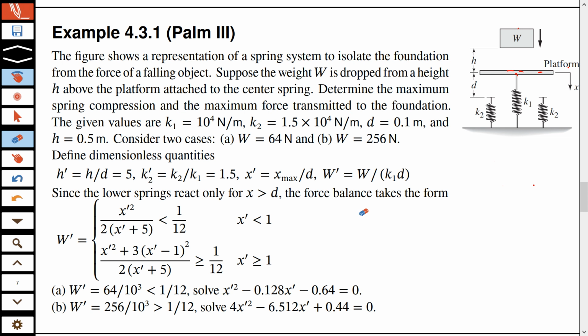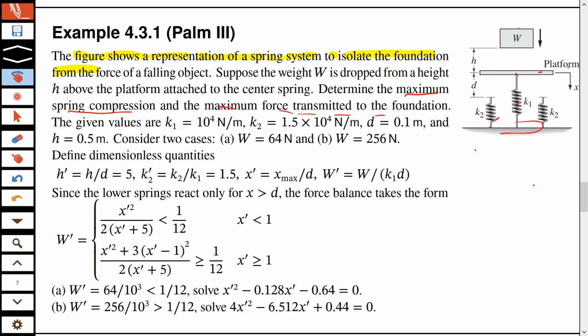Let us see what is required in this question. The figure shows a representation of a spring system to isolate a foundation. This is the foundation. इस फाउंडेशन को इस वेट से बचाने के लिए ये 3 स्प्रिंग्स लगाए गए हैं, ठीक है. Suppose the weight W is dropped from a height h above the platform attached to the center spring. ये height given है, and determine the maximum spring compression and the maximum force transmitted to the foundation.